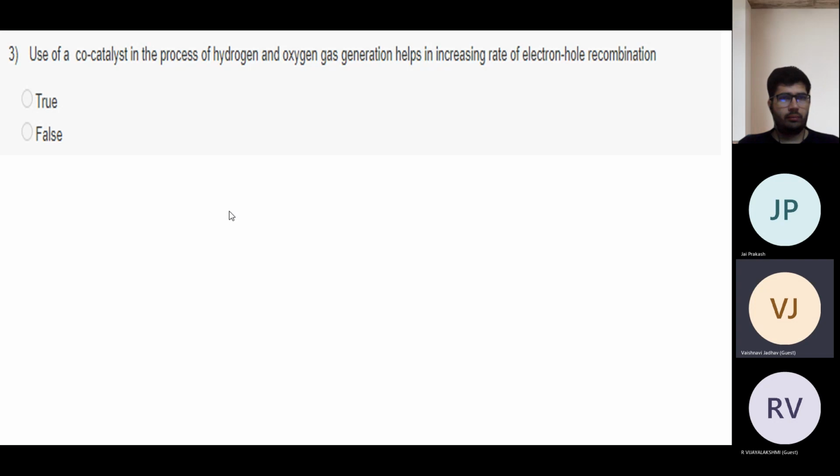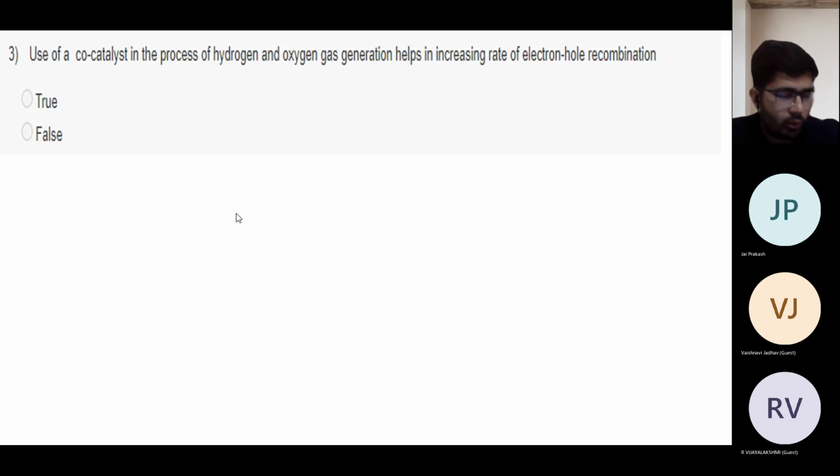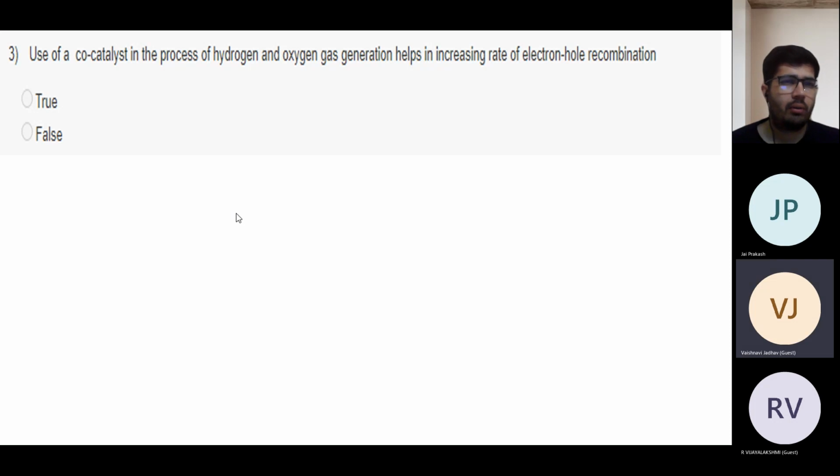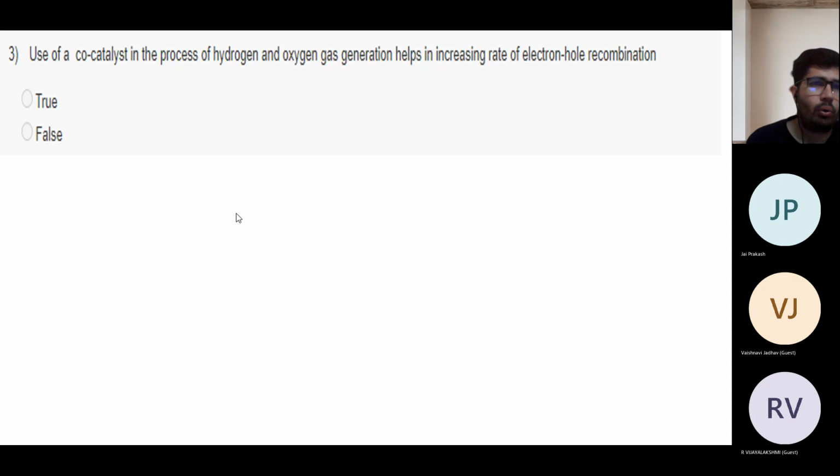Sir, co-catalyst means nickel and so on? A co-catalyst actually depends on what your semiconductor material is. It may be silicon, nickel can also be used, yes, but you need to look into the matching. Matching co-catalyst you have to use. For more detail, you can refer to some textbook.